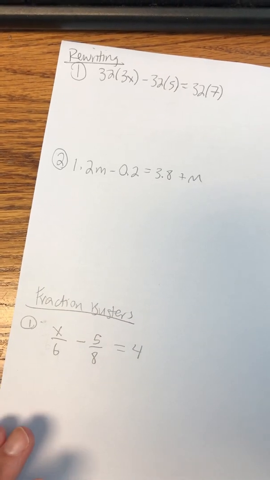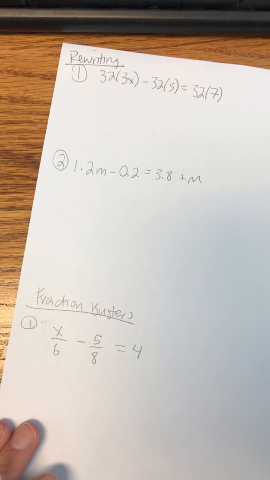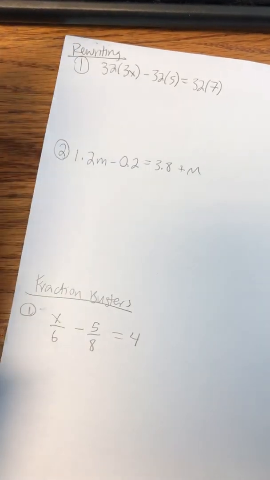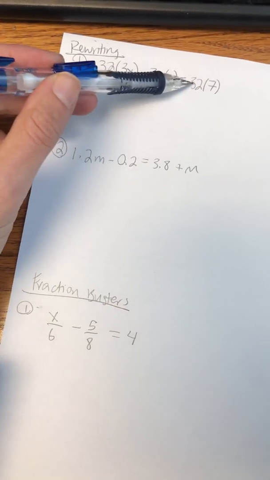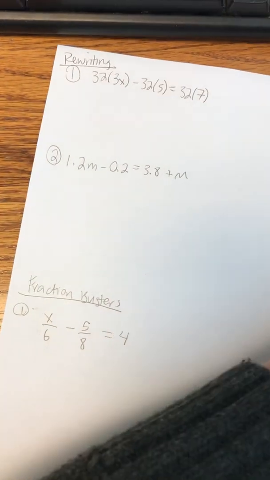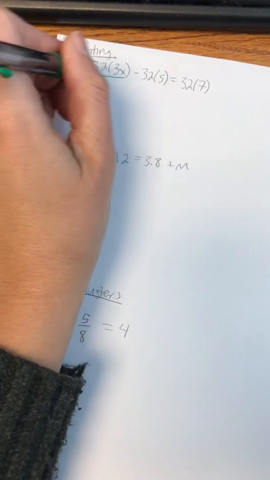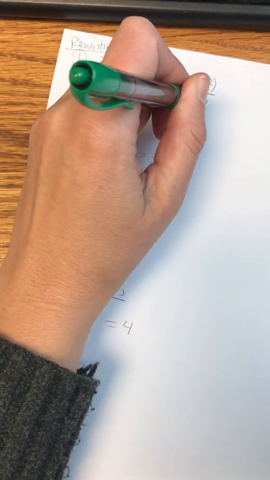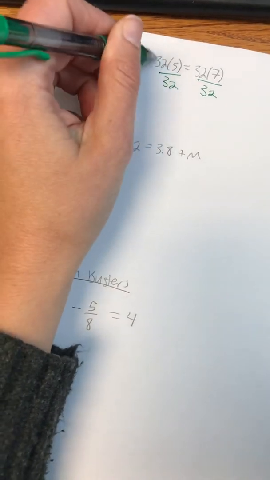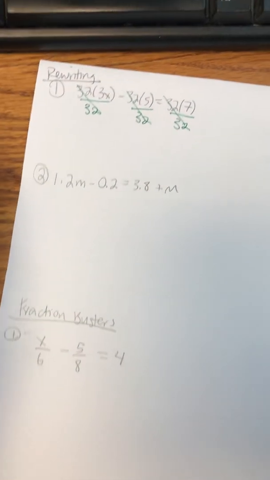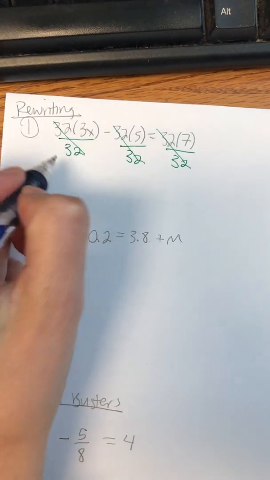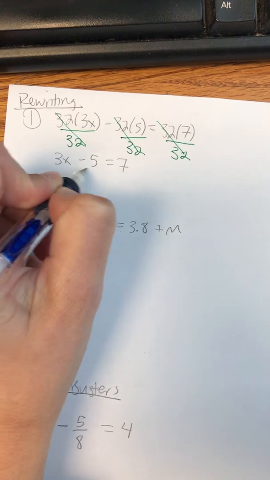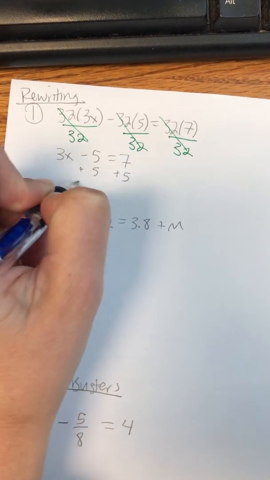So rewriting just means to fix the equation to make it simpler. So on this first one, you look at what they all have in common. They all have 32 as a factor. So you can divide that 32 out from all three terms. And then you can see that these cancel, and these cancel, and you're left with a much simpler equation. You're left with 3x minus 5 equals 7, and then you can just solve that one for x.